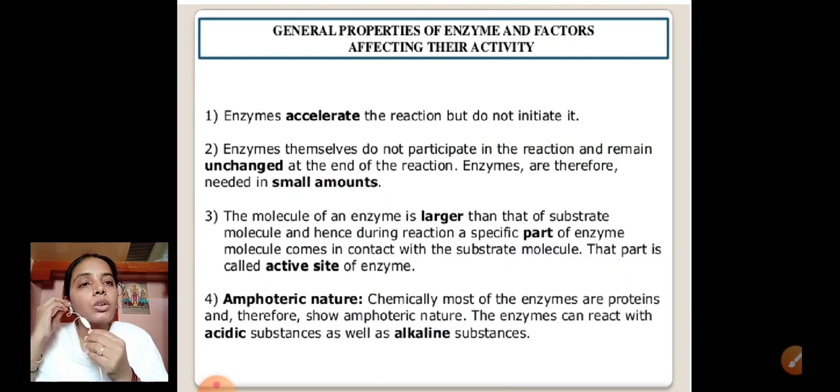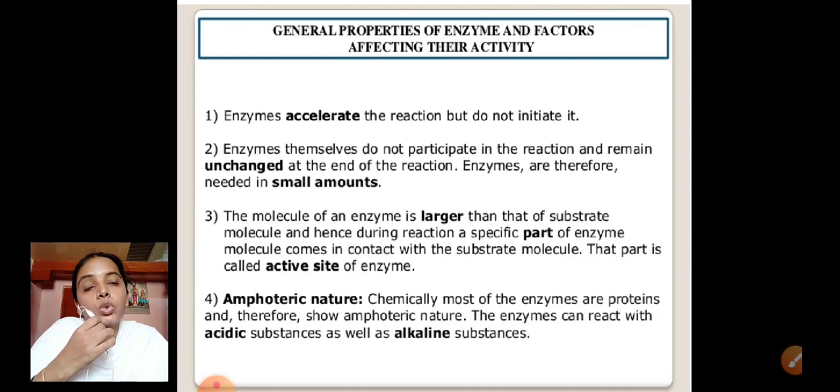So the general properties of enzymes. Enzymes accelerate the reaction but do not initiate it. Enzymes themselves do not participate in the reaction and they remain unchanged at the end of the reaction. The enzyme molecule is larger than the substrate and has a specific site called the active site. Chemically, most enzymes are proteins and therefore show amphoteric nature. The enzyme can react with acidic substances as well as alkaline substances.